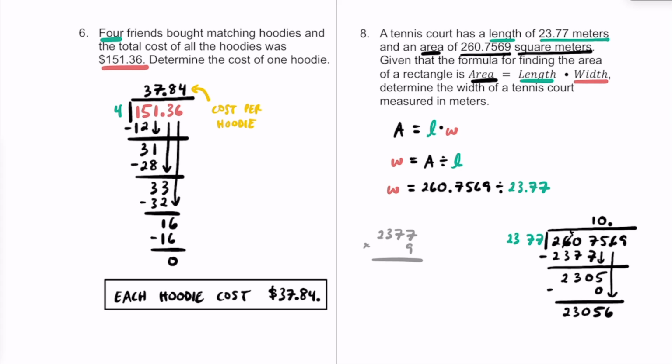So 7 times 9 is going to be 63. Let's go ahead and carry the 6. 7 times 9 is 63 again, plus the 6 is going to be 69. Carry the 6. 9 times 3 is going to be 27, plus the 6 is going to be 33. We'll carry the 3. 9 times 2 is 18, plus the 3 is going to be 21. So that's 21,393, and that's definitely under the 23,056. So I'm going to go ahead and put a 9 up here. And the 9 times 2377 we found out was 21,393.